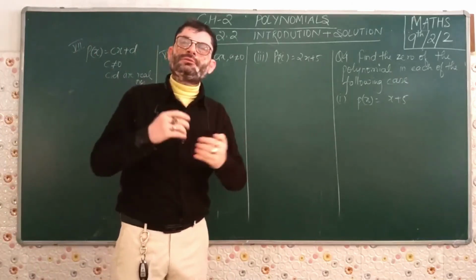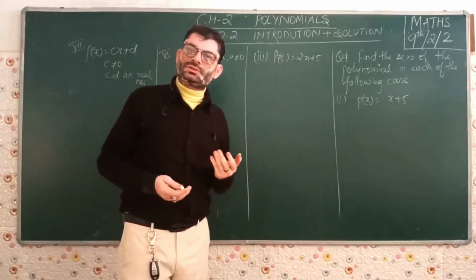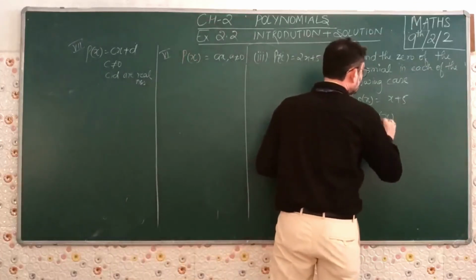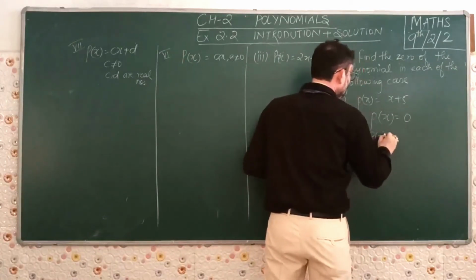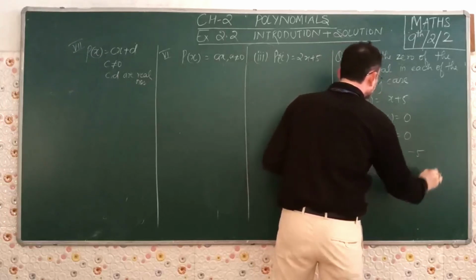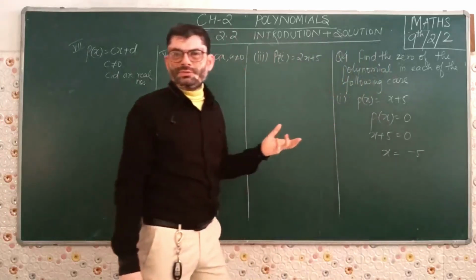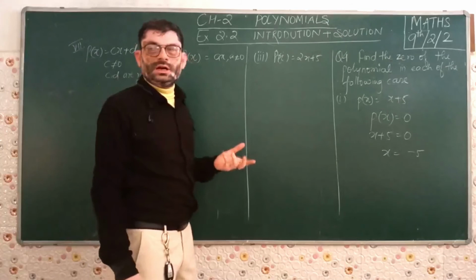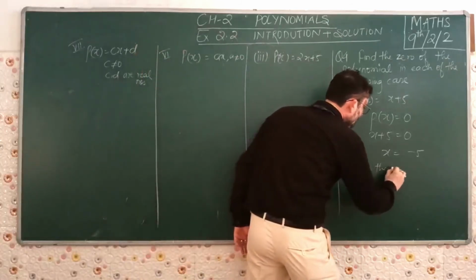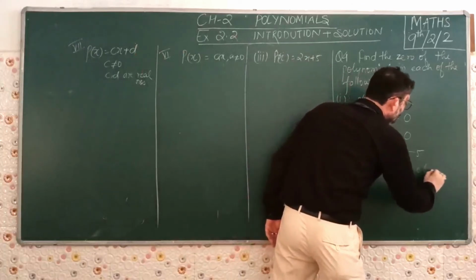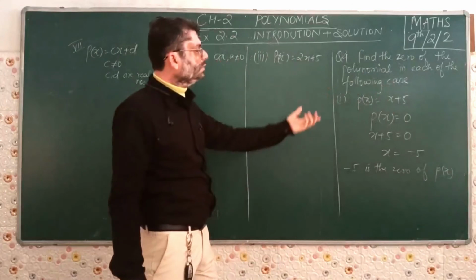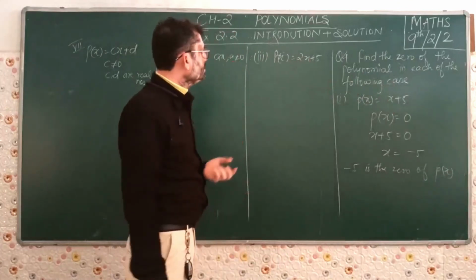What we will have to do? First of all, we will have to assume that p of x is equal to 0, and we will find the value of x. So we can say p of x is equal to 0. That means x plus 5 is equal to 0. So x is equal to minus 5. So this minus 5 is the 0 of the polynomial. That means we can say minus 5 is the 0 of the given polynomial p of x. So at this value, the polynomial will become 0.